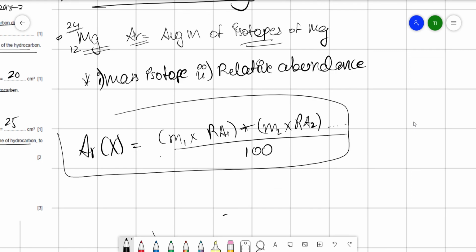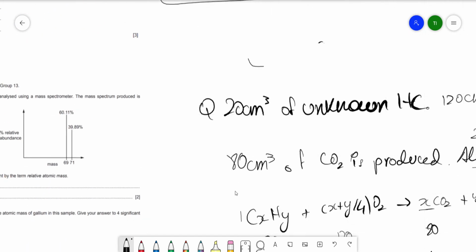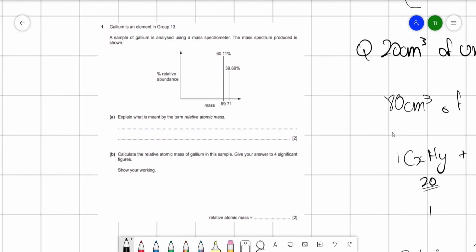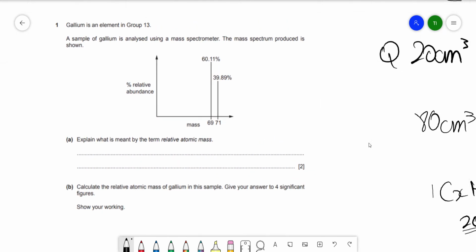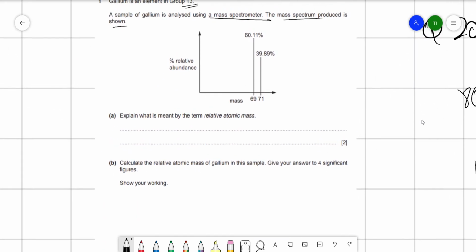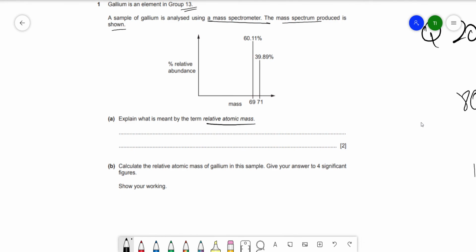Because this formula is very straightforward and the questions from this topic in AS are very straightforward, we'll directly jump into a past paper question instead of wasting our time with example questions which are easy. So gallium is present in group 13. A sample of gallium is analyzed using a mass spectrometer. The mass spectrum is shown. So the first question is: explain what is meant by the term relative atomic mass.